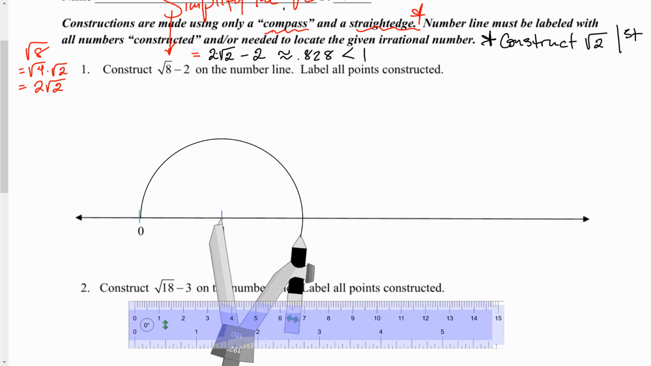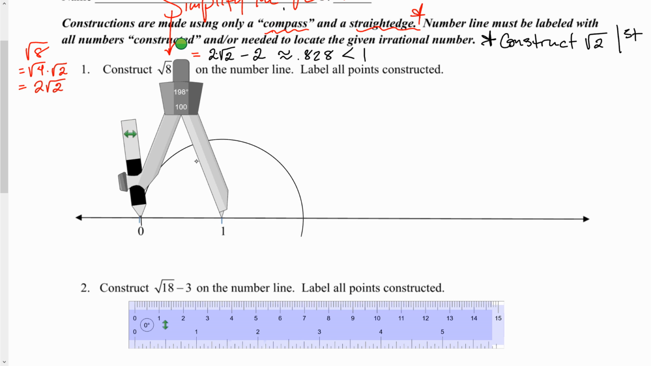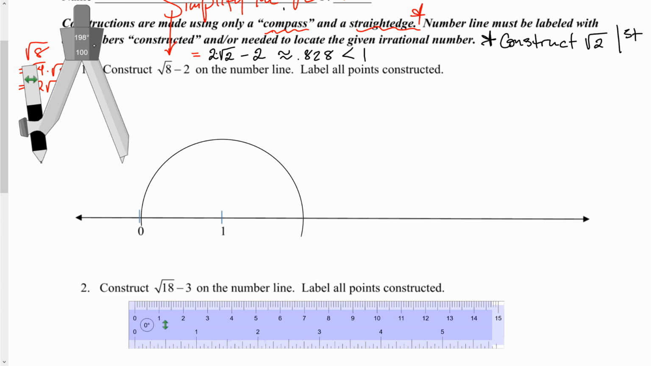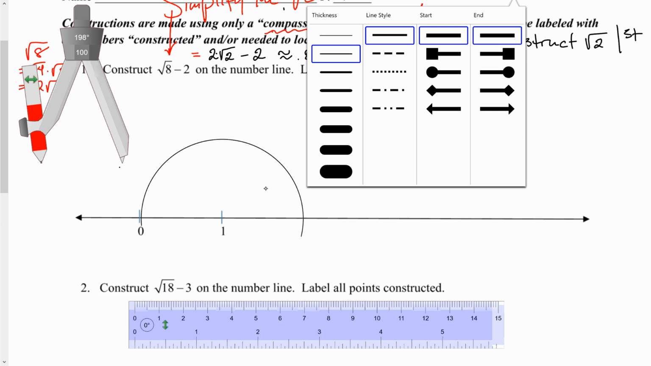All right, so go ahead and construct 2. With a compass, we're going to do this the way the Greeks did it. The distance between the pointer and the pencil is what's called the radius.